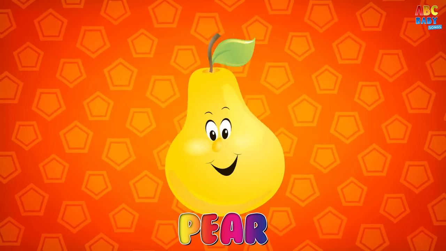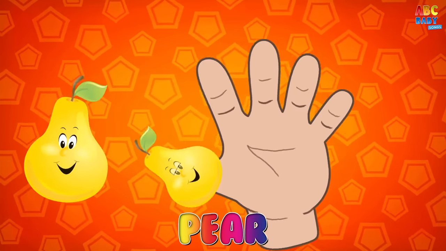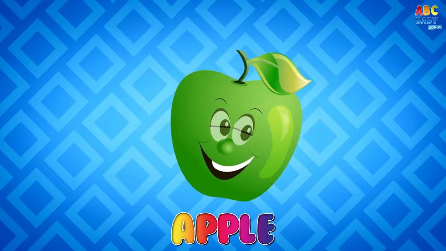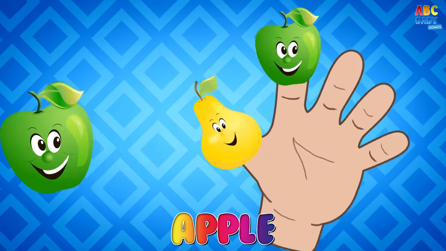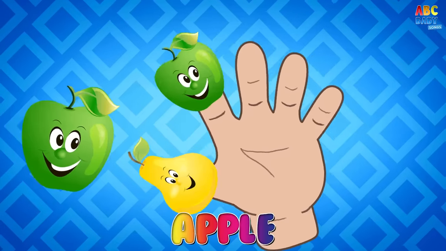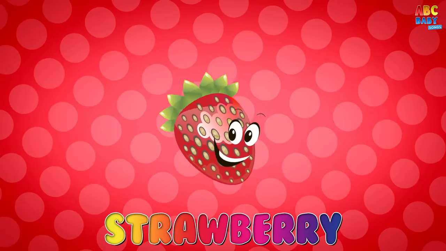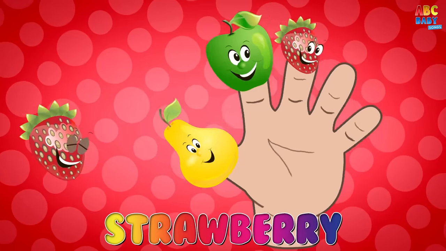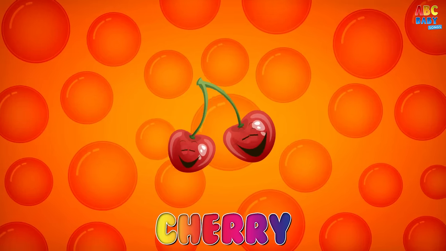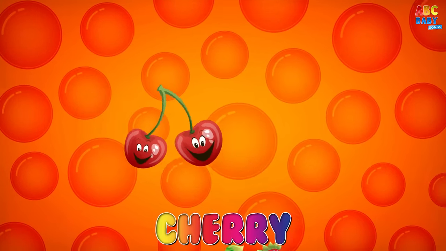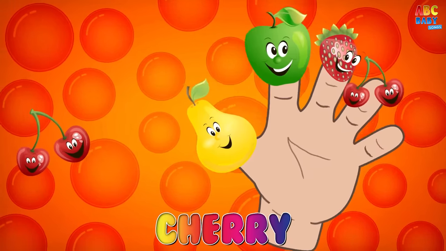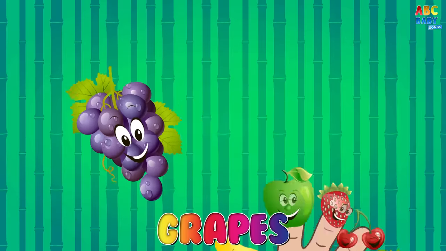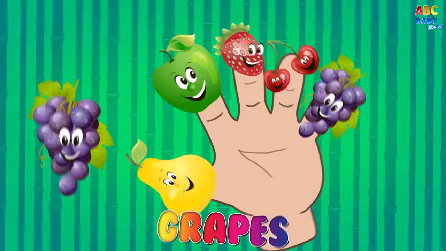Pear finger, where are you? Here I am, how do you do? Apple finger, where are you? Here I am, how do you do? Strawberry finger, where are you? Here I am, how do you do? Cherry finger, where are you? Here I am, how do you do? Grapes finger, where are you? Here I am, how do you do?